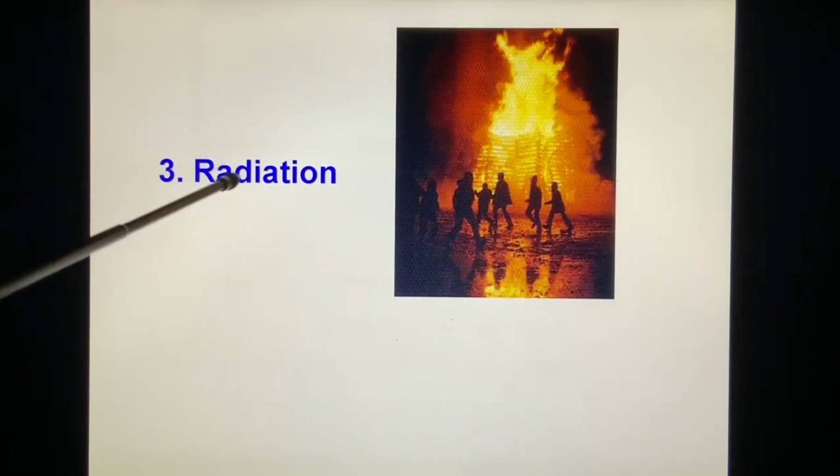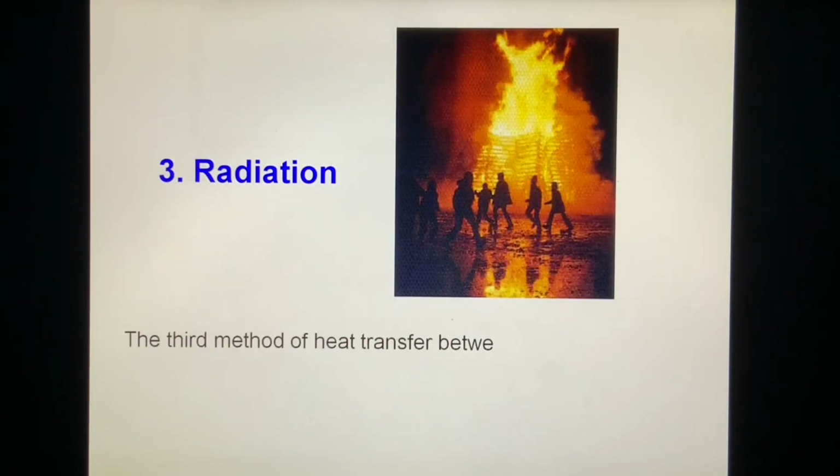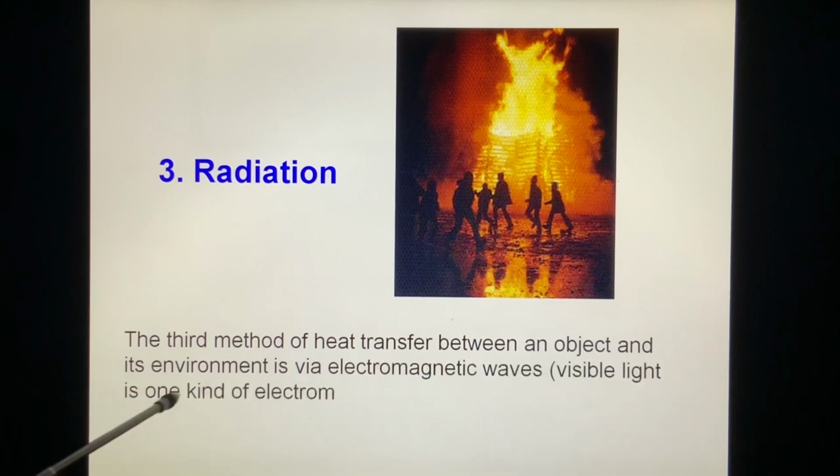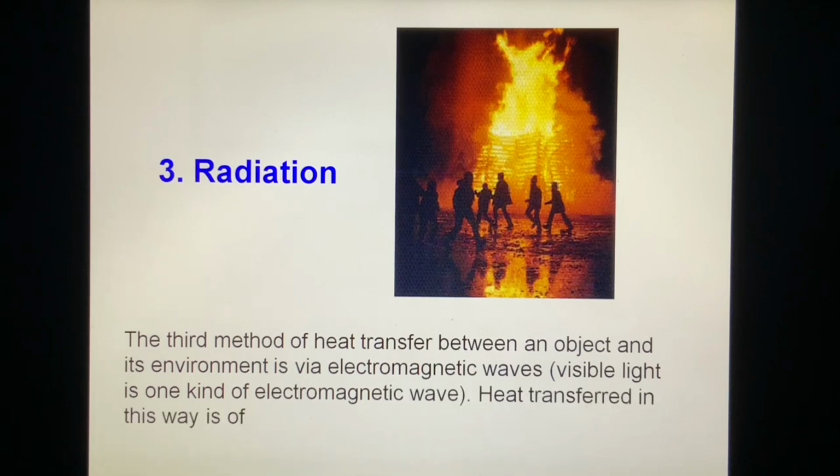The third way is radiation. The third method of heat transfer between an object and its environment is by electromagnetic waves. Visible light is one kind of electromagnetic wave. Heat transfer in this way is often called thermal radiation.